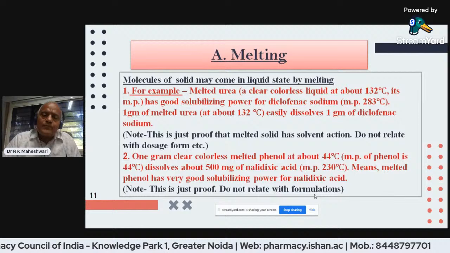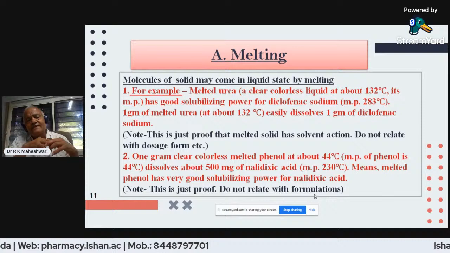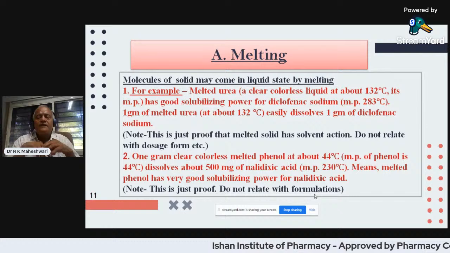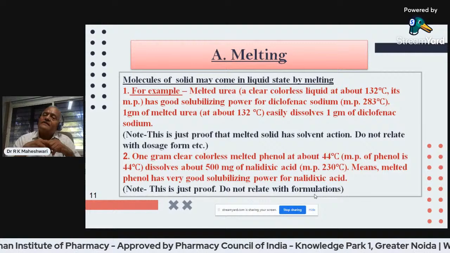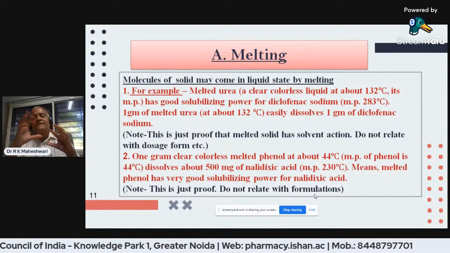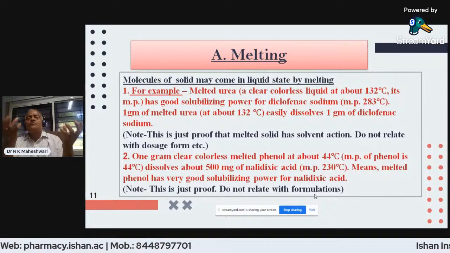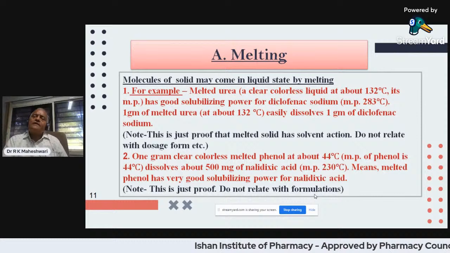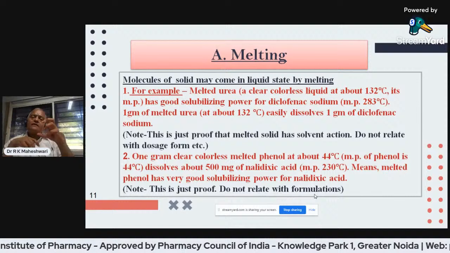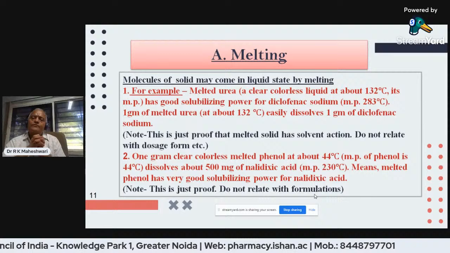Another proof for melting: if you take phenol, its melting point is 44 degree centigrade. 1 gram of melted phenol liquid, which can be taken like any solvent, nicely dissolves nalidixic acid. About 500 milligram nalidixic acid is nicely dissolved by 1 gram of melted phenol at about 44 degree centigrade. Again, the reason for dissolution is hydrogen bonding and weak van der Waals forces between the molecules of phenol and molecules of nalidixic acid. Otherwise, nalidixic acid is a poorly water soluble drug. Of course, we are not making any formulation; we are just seeing proof that after melting, the phenol molecules have come in liquid state for hydrogen bonding and weak van der Waals forces with the molecules of nalidixic acid. So, these were the proofs of melting.